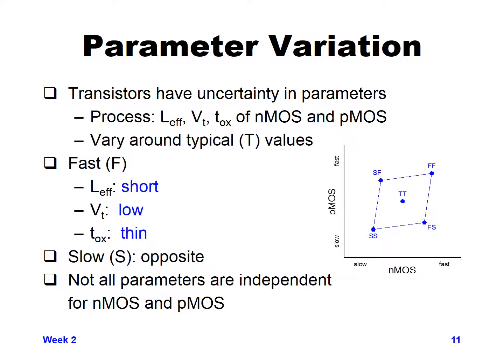If you want the slow corner, you would do the opposite for each of those parameters. Now keep in mind, not all parameters are independent for NMOS and PMOS. Some of them, the NMOS is completely independent of PMOS, and some of them will track together. So just keep that in mind if you're trying to do some sort of process technology testing.